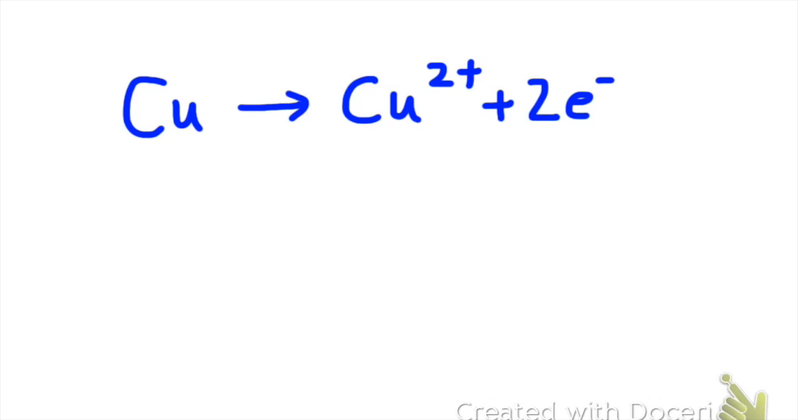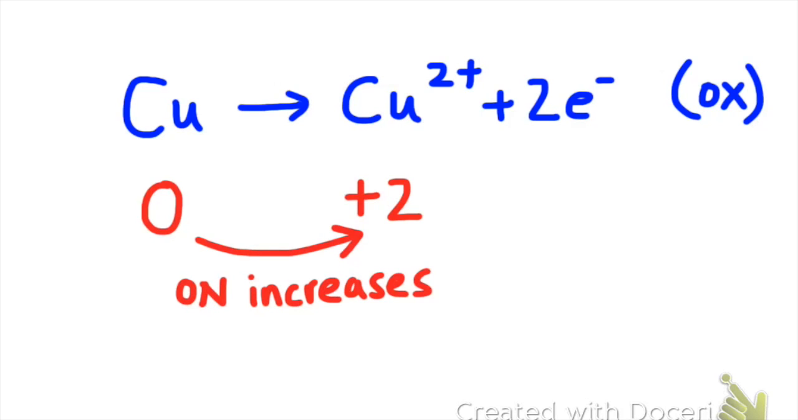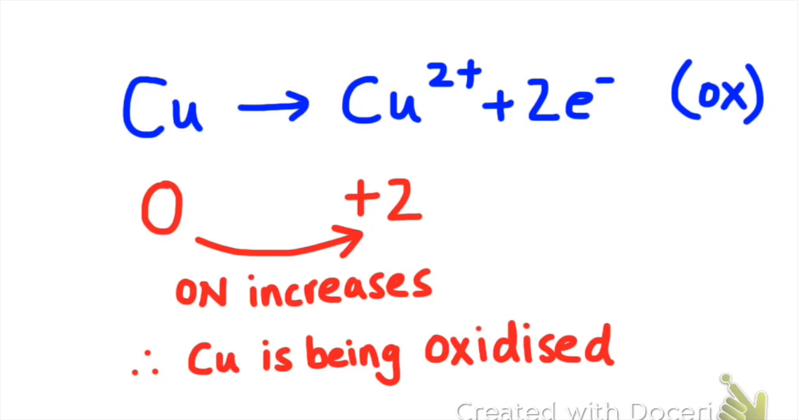Let's look at this example. It's the one we started with. Copper going to copper 2+ plus 2 electrons. We can see it's losing electrons, so we already know it's going to be oxidation. But let's check using our oxidation numbers. On the left, copper has an oxidation number of 0 because it's an uncombined element. On the right, it has an oxidation number of +2 because its charge is 2+. And we can therefore quite easily see that the oxidation number has increased from 0 up to +2, which tells us that copper is being oxidized. And we knew that from the definition because oxidation is loss.